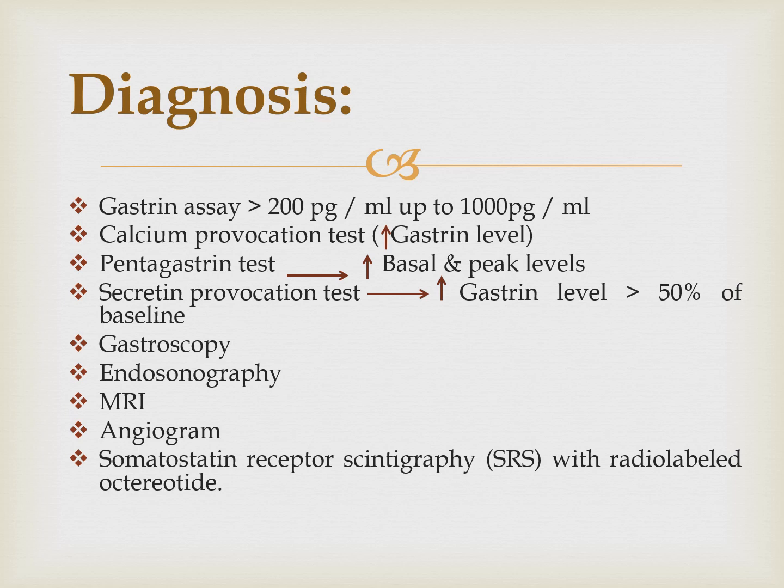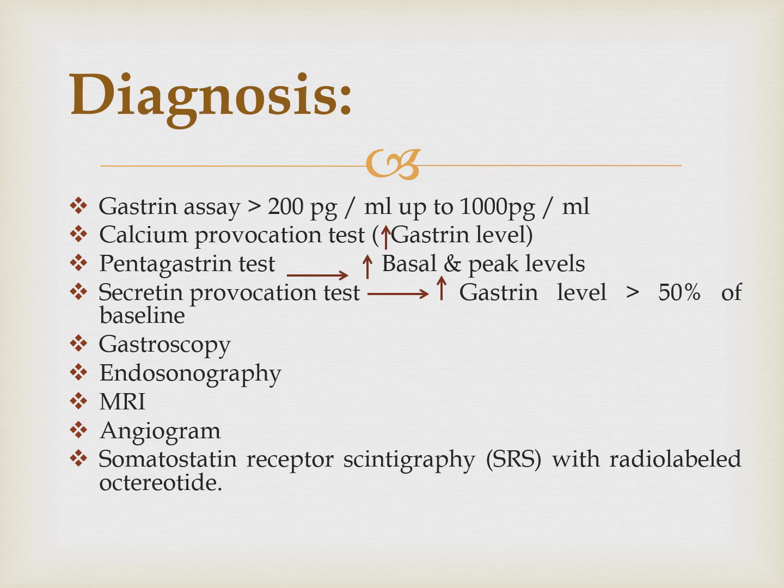In the diagnosis, for the lab investigations, we do the gastrin assay, which is more than 200 picogram per milliliter up to 1000 picogram per milliliter. Calcium provocation test shows increased gastrin level. Pentagastrin test shows increase in the basal and peak levels of gastrin. Secretin provocation test increases the gastrin level above 50% of the baseline.